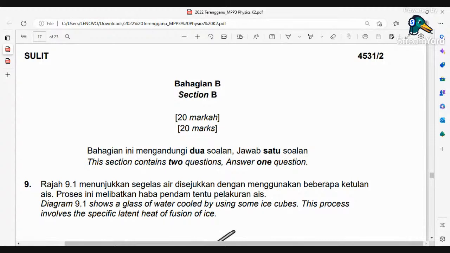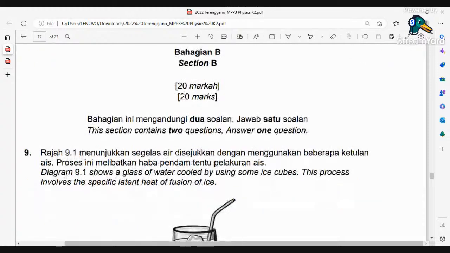Hi everyone, we continue Terengganu Paper 2, Physics 2022, Section B and Section C today. We'll look at question number 9.